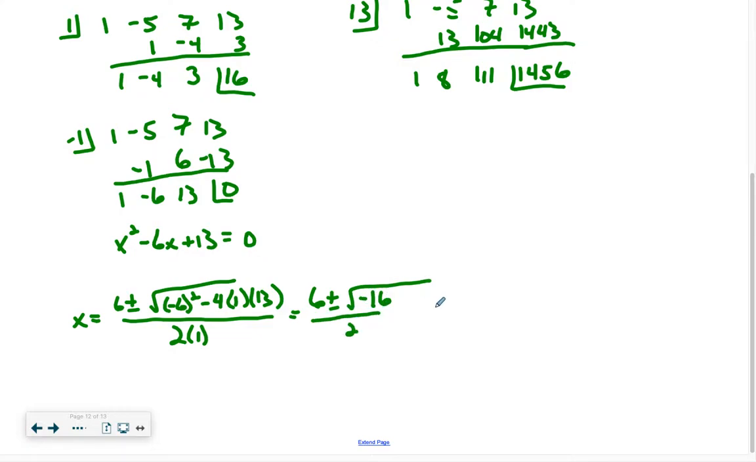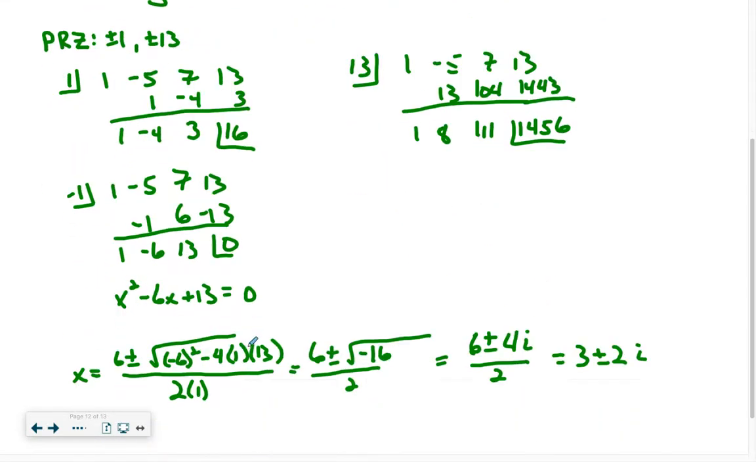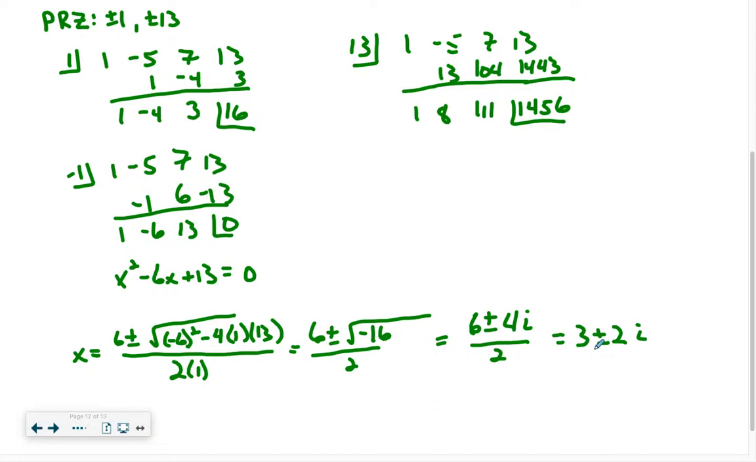all over 2. So the square root of negative 16 would be the square root of negative 1 times the square root of 16, which would be i times 4, or just 4i, all over 2. And then since these are both divisible by 2, 6 divided by 2 would be 3, and 4 divided by 2 would be 2. So I end up with 3 plus or minus 2i. So my three answers would be -1, and then 3 plus or minus 2i.